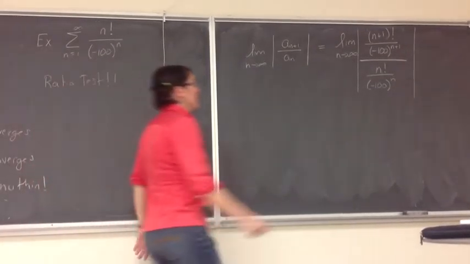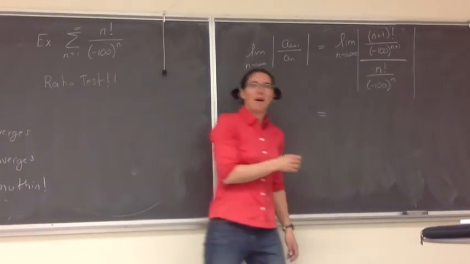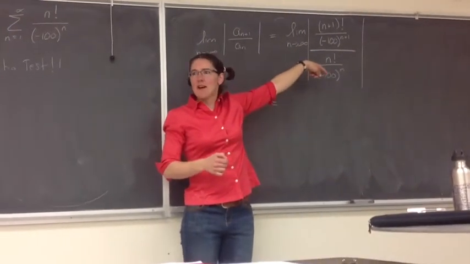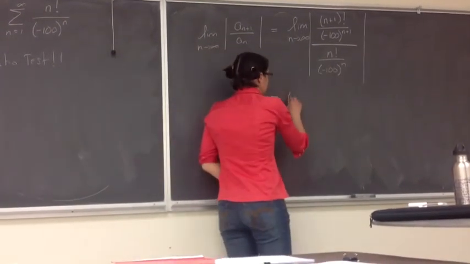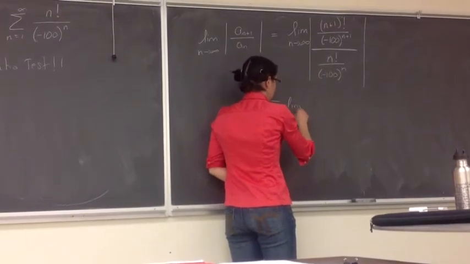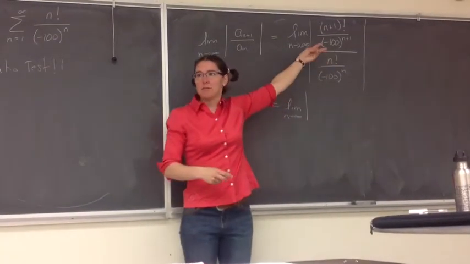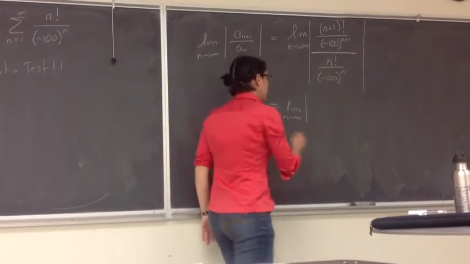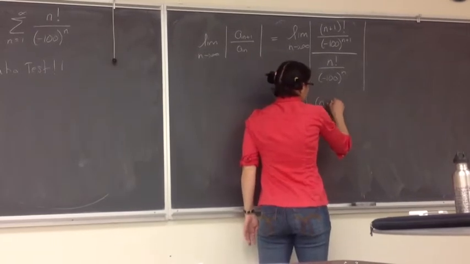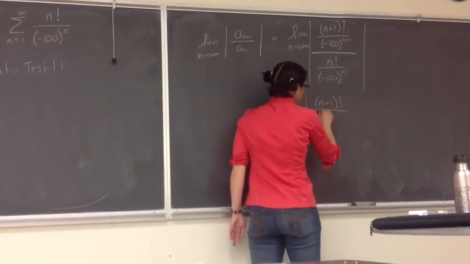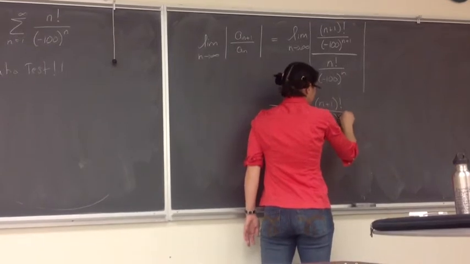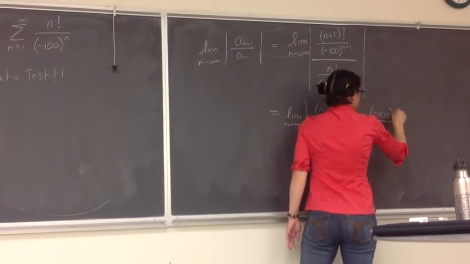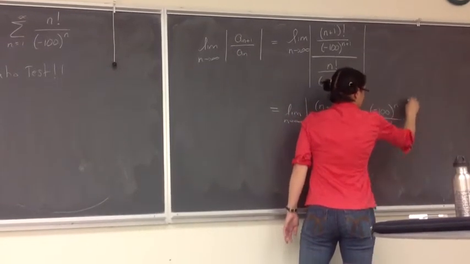After I've done about three of these, I realized that this very first step is kind of a waste of time. I might go directly to writing this as the limit as n goes to infinity, and rewrite it as multiplying by the reciprocal rather than writing out this really complex fraction. So I've got the limit as n goes to infinity of n plus 1 factorial over negative 100 raised to the n plus 1, times negative 100 raised to the n over n factorial.